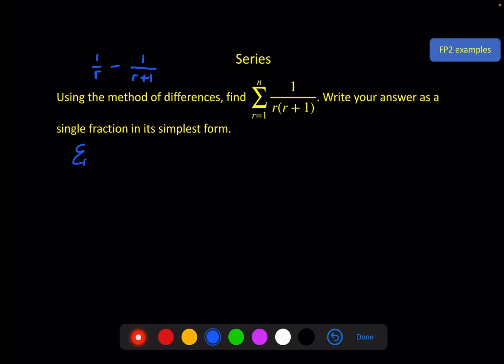So the sum here becomes 1 over r minus 1 over r plus 1. Then I find my first term, which would be 1 over 1 minus 1 over 2. The second term would be 1 over 2 minus 1 over 3. You can see it's quite a simple cancelling here. You can see what's going to happen. 1 over 3 minus 1 over 4. Maybe we don't need 2 terms at the end. Maybe we only need the last one.